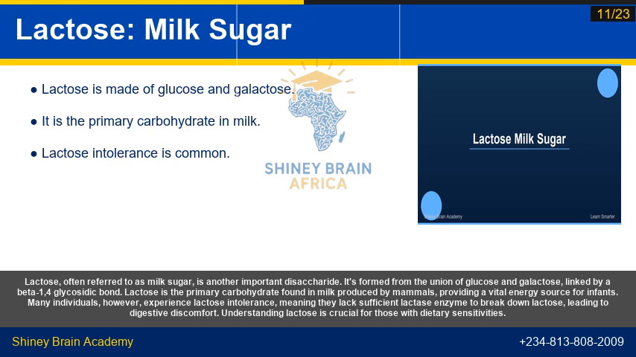Lactose, often referred to as milk sugar, is another important disaccharide. It's formed from the union of glucose and galactose, linked by a beta-1,4 glycosidic bond. Lactose is the primary carbohydrate found in milk produced by mammals, providing a vital energy source for infants. Many individuals, however, experience lactose intolerance, meaning they lack sufficient lactase enzyme to break down lactose, leading to digestive discomfort. Understanding lactose is crucial for those with dietary sensitivities.